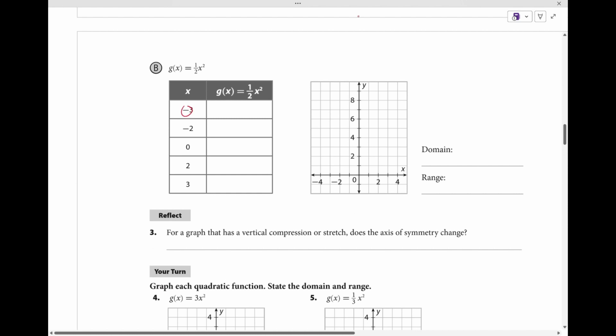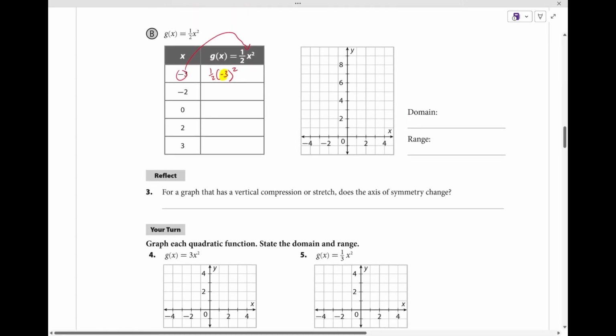Just take your x values and plug them in for your x. So just to make sure, if you put it into a calculator, you would have to put it like this. So your -3 would have to be inside these parentheses. If you don't do that, then it's going to take it wrong.